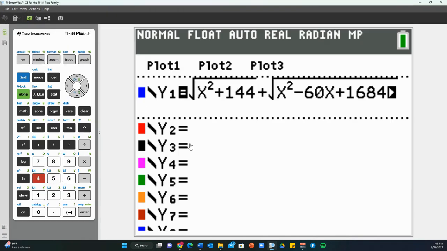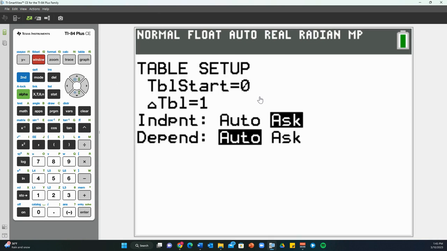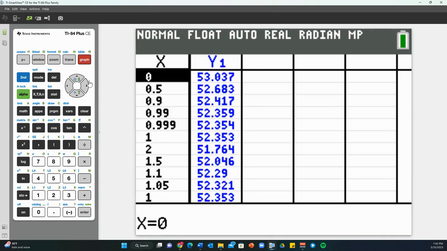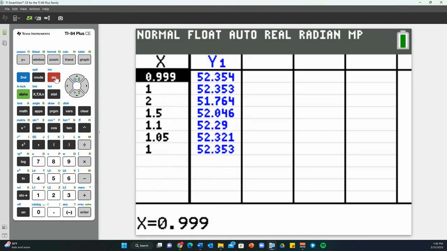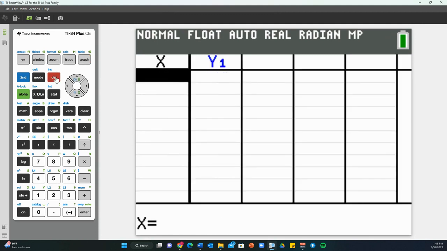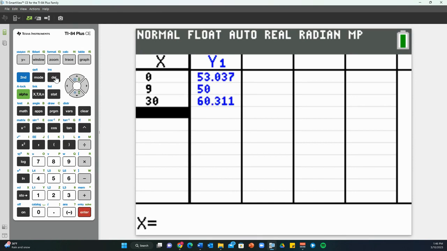So now that I've got this, one option is to go to your table. If we make sure that our table is on ask mode, then when I go to second graph to look at the table, I delete all these. Now we can just plug in whatever values of x I want to substitute in. So 0, 9, and 30 evaluates them pretty quickly for me.